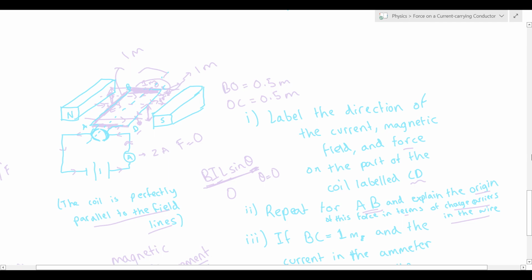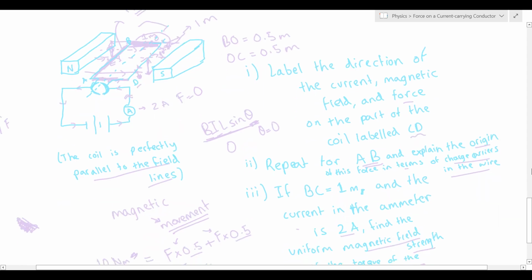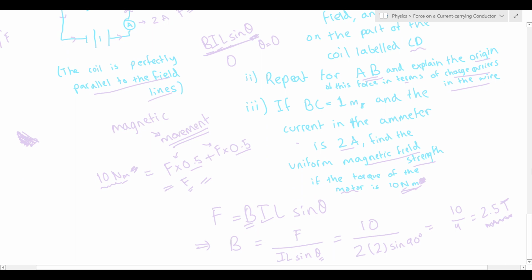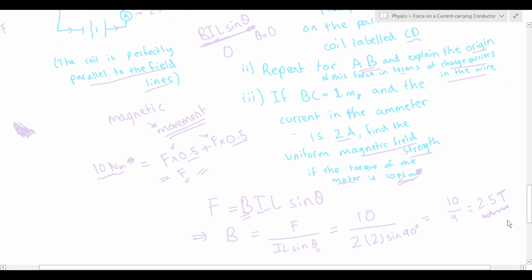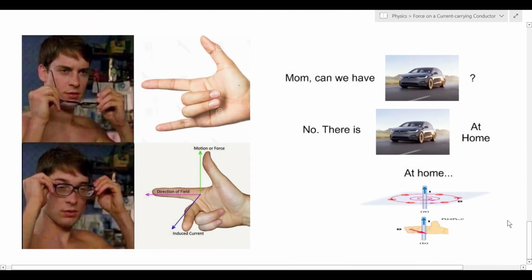And although the values here are slightly different, we won't have 1 meter long coils inside probably, and we'll have a lot of coils, but you can get an idea for just how strong these motors and their magnetic fields need to be. Alright, and with that, I think we're done with this lesson.